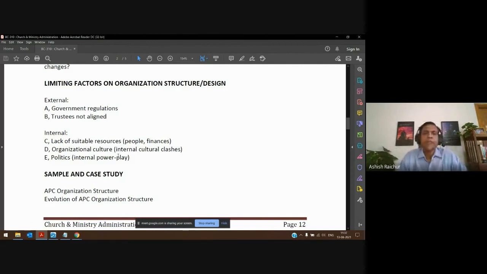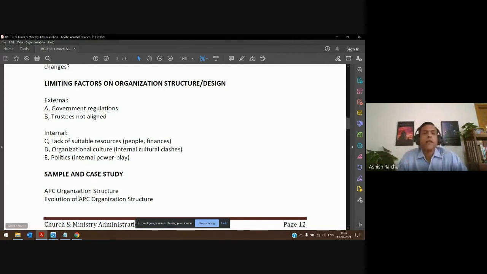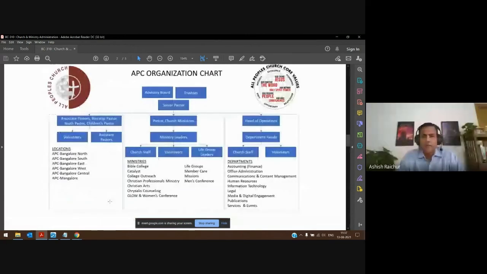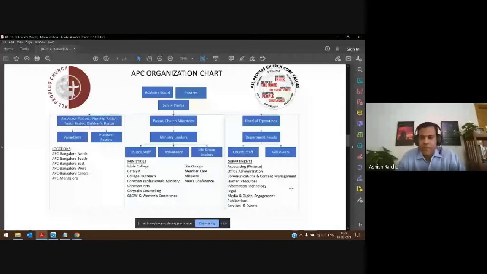Okay. Now, I want to quickly share with you a case study about APC, and I shared a little bit about how we evolved as an organization. I'll just go through that and give you some thoughts to think about. At APC, this is our organizational structure at a very high level. And this evolved over time. So it didn't happen from day one. It evolved over time.